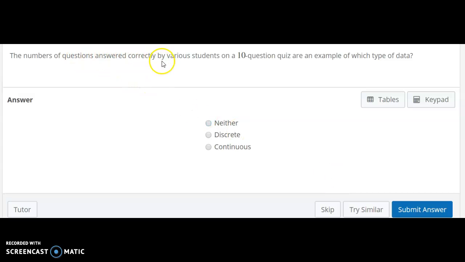Number of questions answered correctly on a 10-question quiz. So you couldn't get 3.2 right. Well, I guess you could get partial credit, but when they say number of questions, they're really looking for either 1, 2, 3, 4, 5, not the numbers in between there.